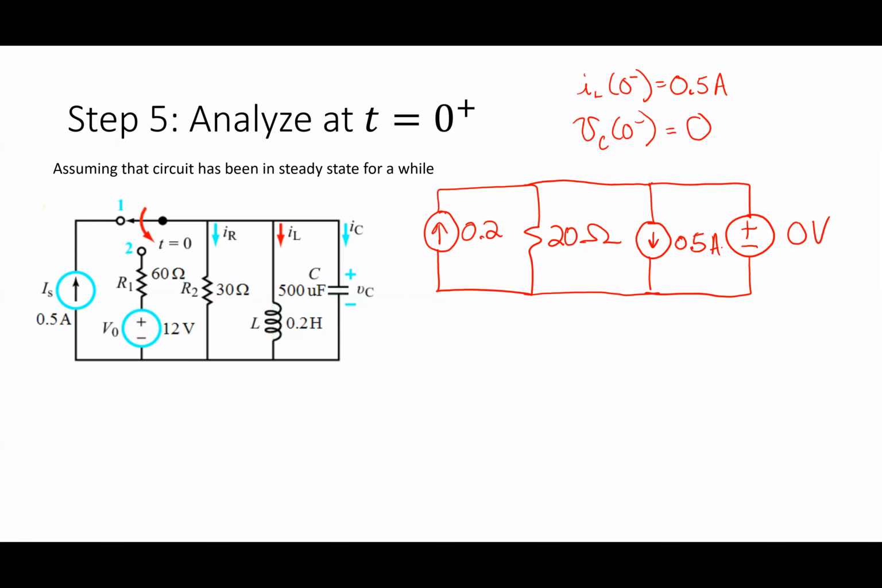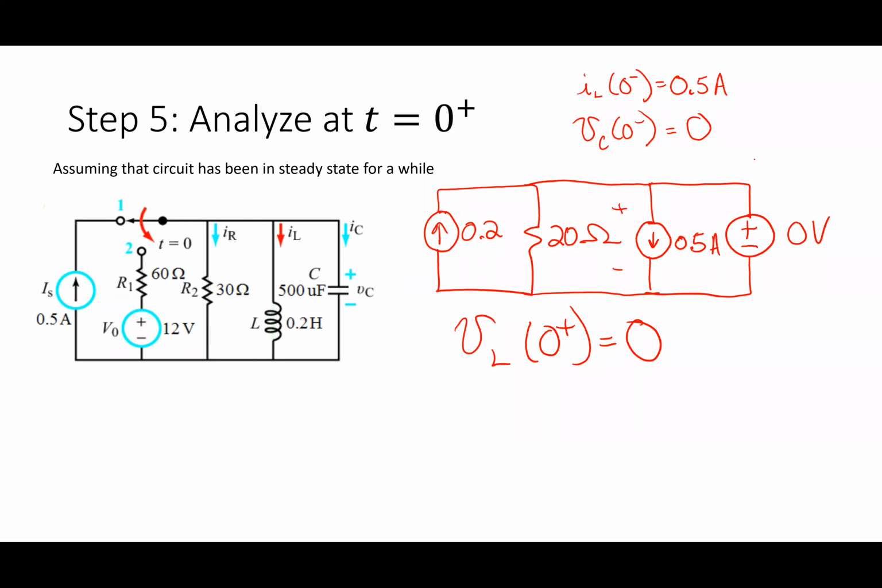So if I look at that right there, what do I know about this guy here? Well, if I wanted to find out what is V sub L of 0 plus, that's the voltage across this guy right now. What is that equal to? 0, because I have a short circuit across that current source. That guy is equal to 0.